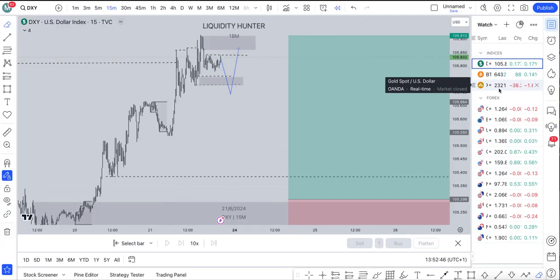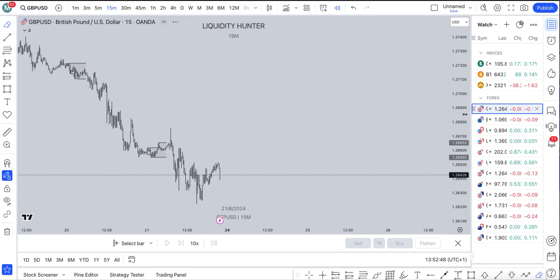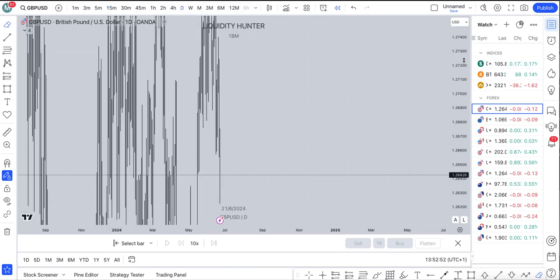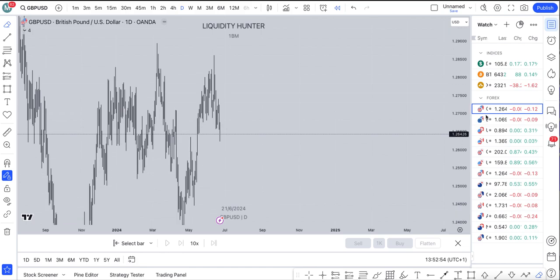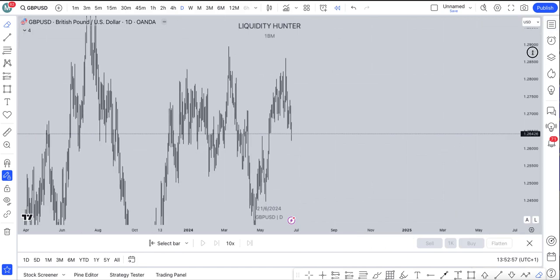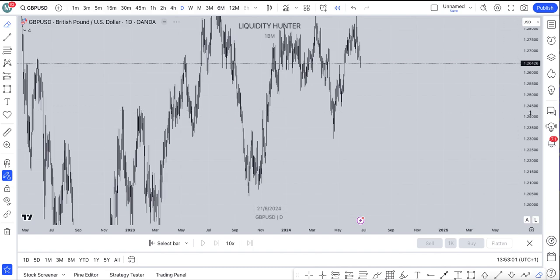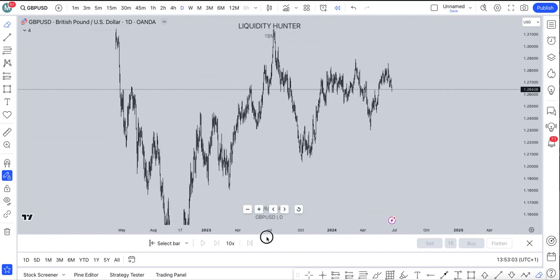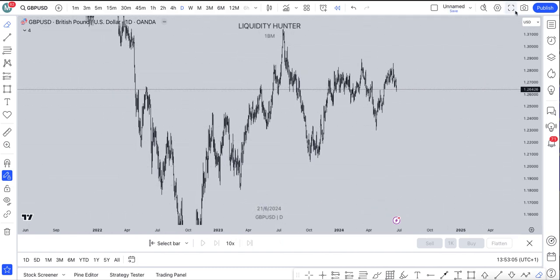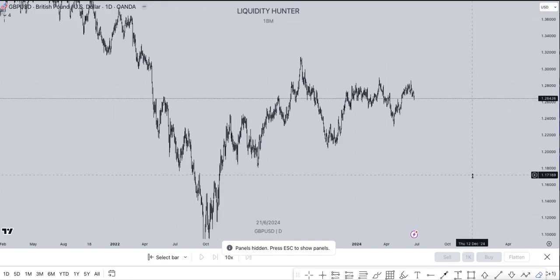We have the Great British Pound USD, and I will start the same way with the 1 day time frame to understand what's happening in the market. I hope you guys understood the explanation I did back there. So we have DXY. Now we are going to GU.